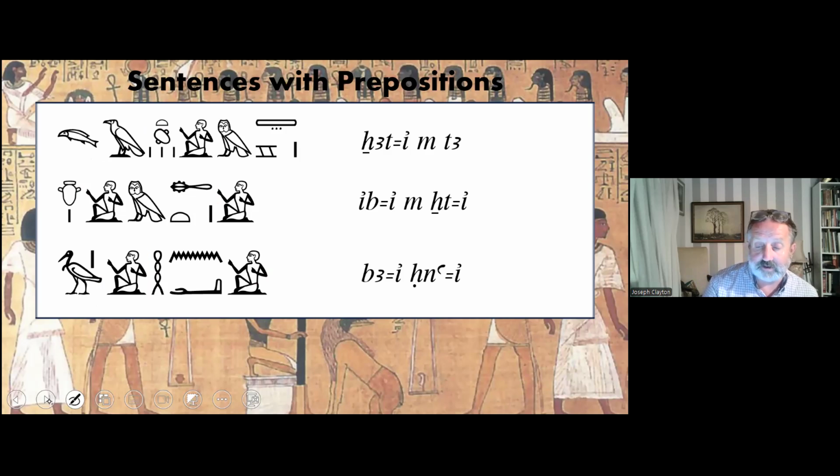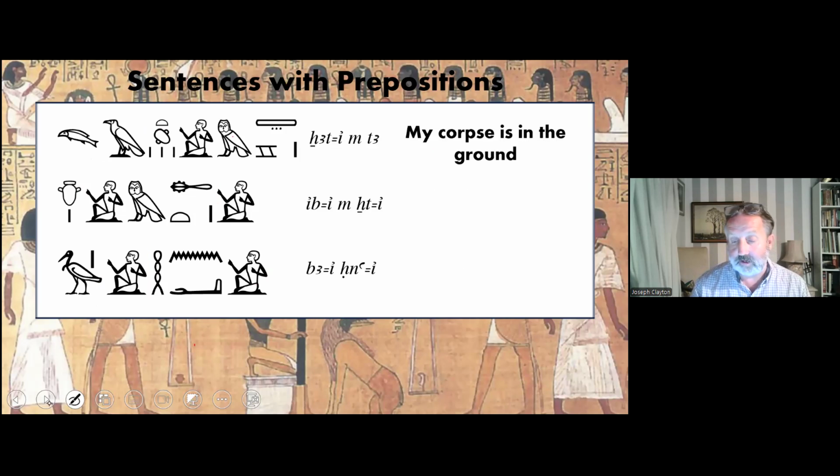So the first thing we've got is this. So same principle. This we've got heart e, my corpse, m preposition in. Then we've got tar, ground. So that would be like my corpse is in the ground. Okay, this is what you say when you're in this thing. So we've got e, so my mind. Then we've got het e, my belly or my body, m. So again it's going to be in, isn't it? So my mind is in my body.